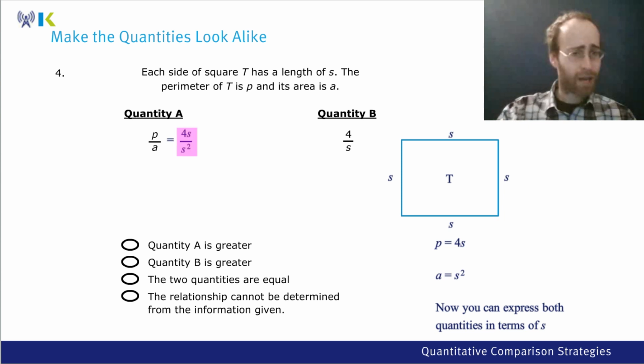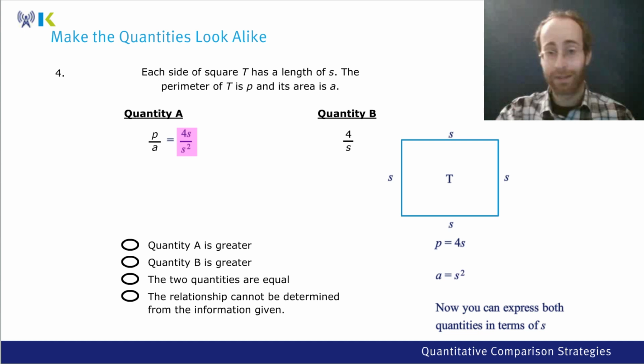We have an s on top, and we have a couple of s's on the bottom, which means that we can actually cancel an s from the top and bottom of the fraction. So now quantity A becomes 4 over s, because the s on top got canceled with one of the two s's on the bottom. I'm not going to insult your intelligence here, because I think we all can see this, right? We have 4 over s in quantity A, 4 over s in quantity B. These two quantities are actually exactly the same.